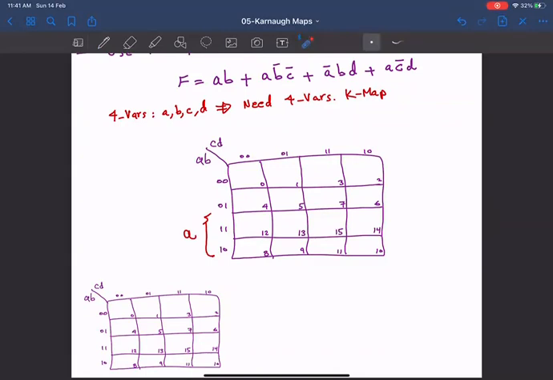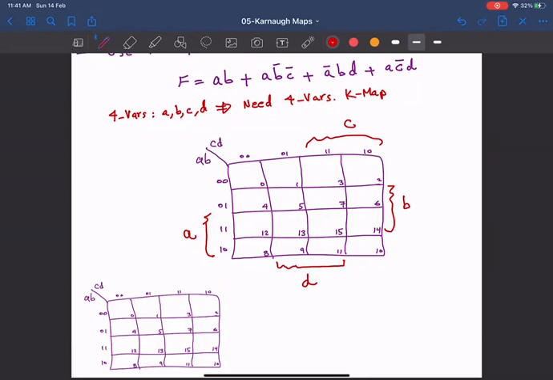B is 1 here. So the middle 2 rows is B, so this is B. Then C is going to be 1 for the last 2 columns, so this is C, and D is going to be 1 for the middle 2 columns. So this is my D, and of course the first and last column are the complement.